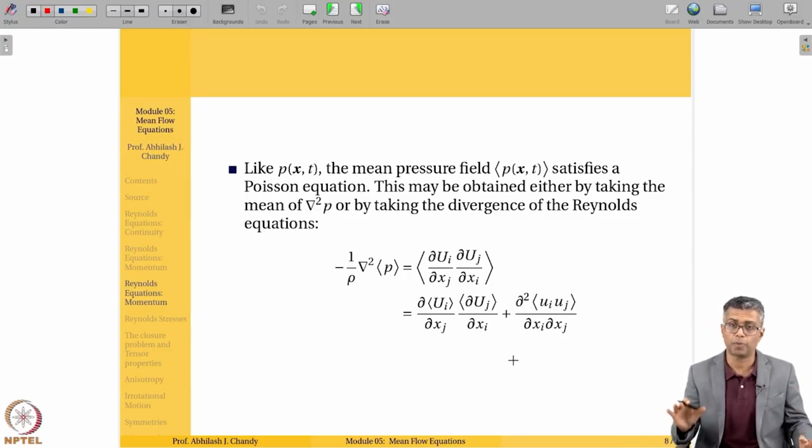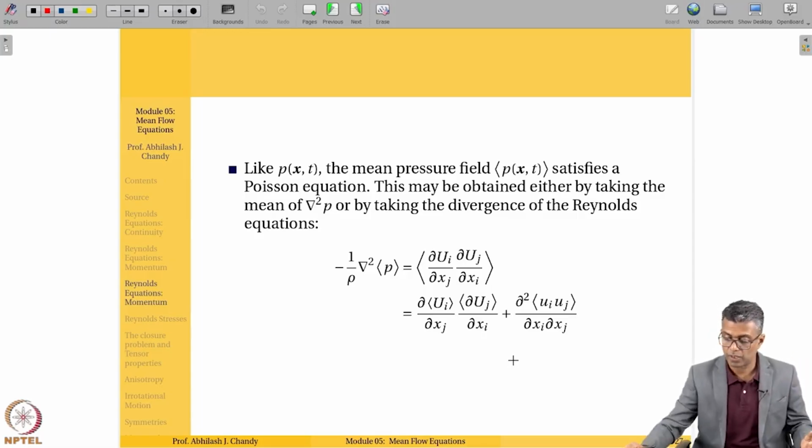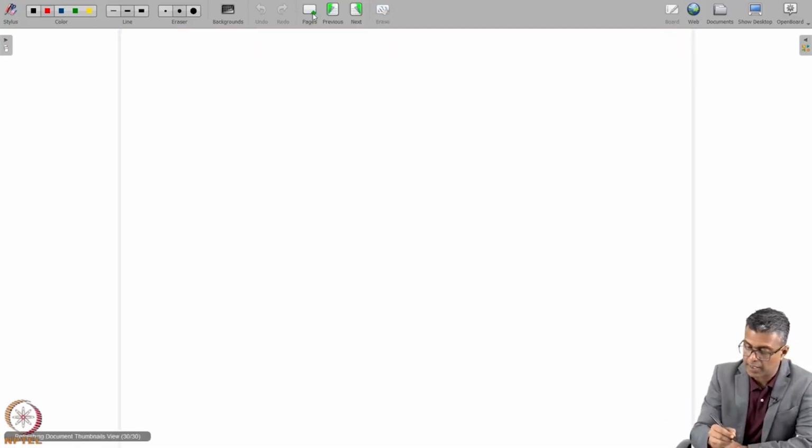Just like earlier we got the Poisson's equation by taking a divergence of the Navier-Stokes equation, here also we will get the Reynolds form of the Poisson's equation, the mean form of the Poisson's equation, by taking a divergence of the Reynolds equation. So here is how we are going to do it. We are going to be writing this out.